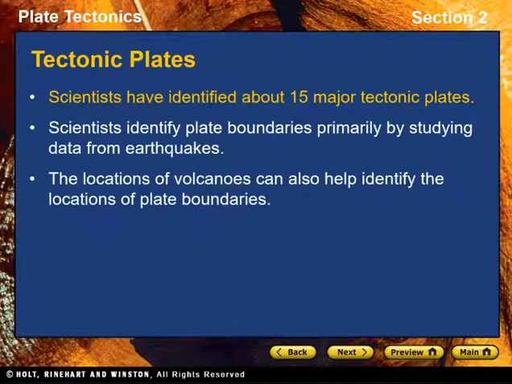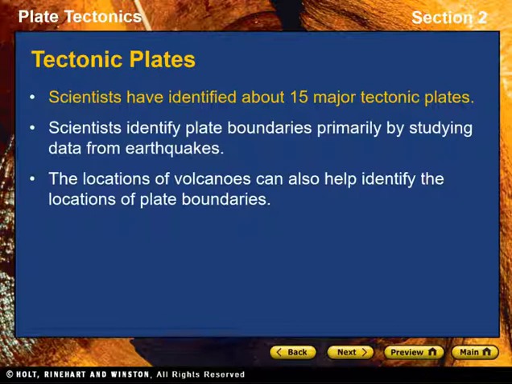Chapter 10, Section 2, Earthquakes. Scientists identify plate boundaries primarily by studying data from earthquakes. When tectonic plates move, sudden shifts can occur along their boundaries. These sudden shifts are called earthquakes. Frequent earthquakes in a given zone are evidence that 2 or more plates may meet in that area.